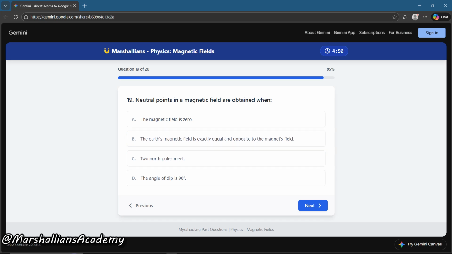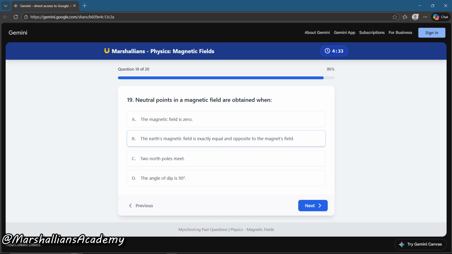Did you understand it? So if the Earth's magnetic field is exactly equal and opposite to the magnet's field, they have a neutral point. Why? Because they cancel out. Are we together? So the Earth's magnetic field will cancel out the magnetic field of that particular magnet.